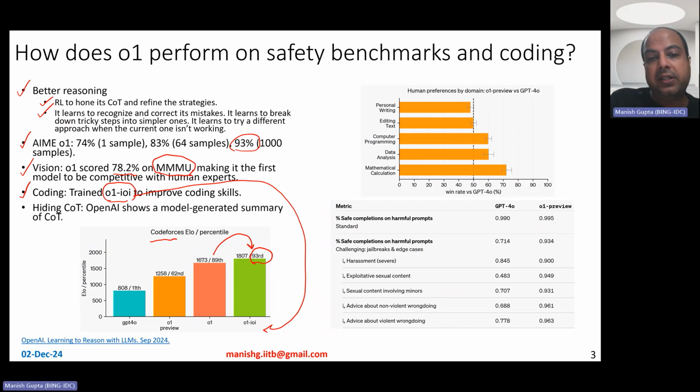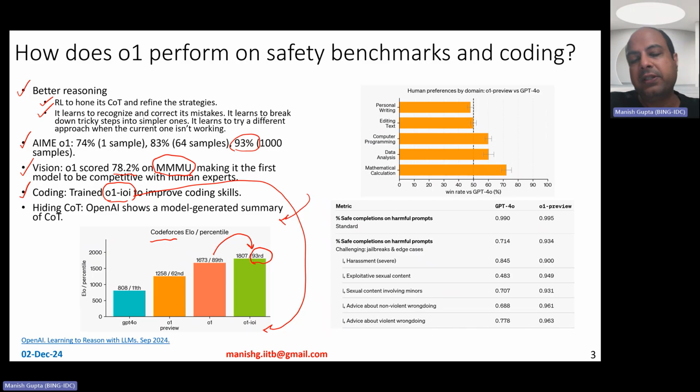Now, as I mentioned earlier as well, OpenAI has stopped giving out the chain of thought that the model uses to come up with the final solution. It gives the final solution, of course, as well as a model-generated summary of the chain of thought for O1 preview. OpenAI may actually stop giving this model-generated summary as well later. Who knows, right?